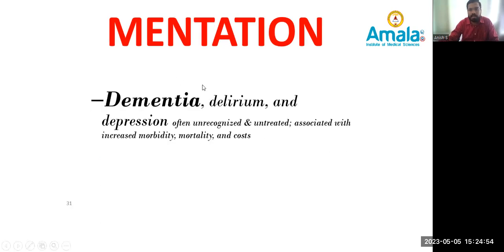Now, coming to mentation, dementia, delirium, and depression. Dementia and the problems associated with dementia for the patient, more so for the caregivers, the burden of caregiver stress that is associated with dementia is huge and usually unrecognized. And for a demented patient, most of the time people will be focusing on the patient, but the caregiver who is by the side, who is giving the 24/7 care, is the most important part of treatment of dementia, which is irreversible. There are certain reversible dementias as well. They are often unrecognized and untreated and associated with increased morbidity, mortality, and cost.